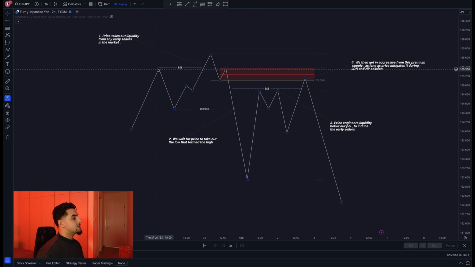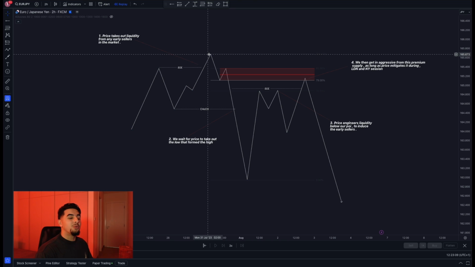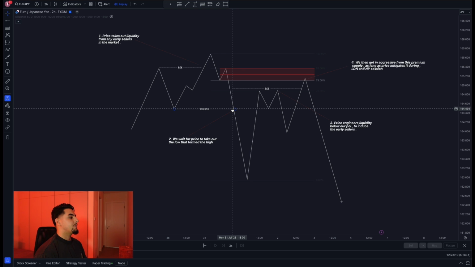This was the previous high, right? Price formed a lower high and then broke this structure over here. This is the first thing that we need to see happen. So price must take out liquidity from any early sellers in the market from this structure. Once price sweeps that structure, we wait for it to break the low that formed this high. So this was the low that formed this high. This is the point where we need price to break to confirm the move over to the downside.